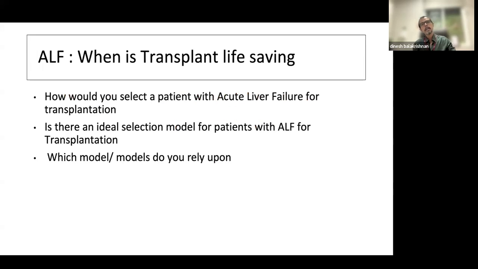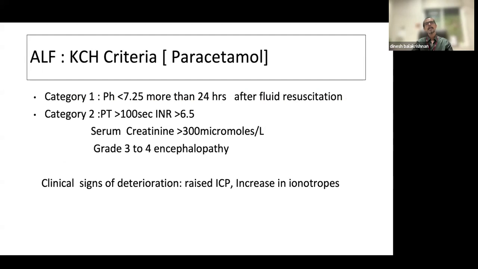So when do you have to do a liver transplant in acute liver failure? How would you select a patient for transplant? Now, there is no ideal selection model for patients with acute liver failure for transplant, but there are various models which we depend upon. One of the most popular models is what is known as the King's College. King's College has a criteria for paracetamol and a criteria for non-paracetamol indications.